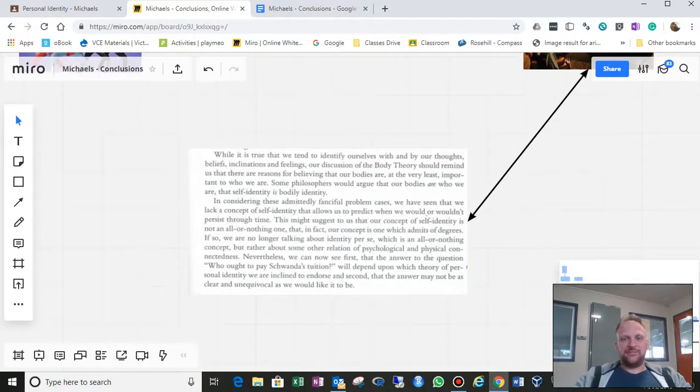So let's quickly read these conclusions, shall we? While it is true that we tend to identify ourselves with and by our thoughts, beliefs, inclinations and feelings, our discussion of the body theory should remind us that there are reasons for believing that our bodies are, at the very least, important to who we are. So this is why you would absolutely fail an essay or fail any question, if you replied and said that she completely dismisses the role of psychological continuity, memory, personality in defining who you are. She says that is a component, right? And that's really important. I would take that down as a note.